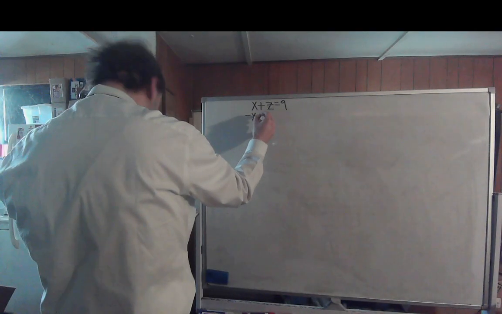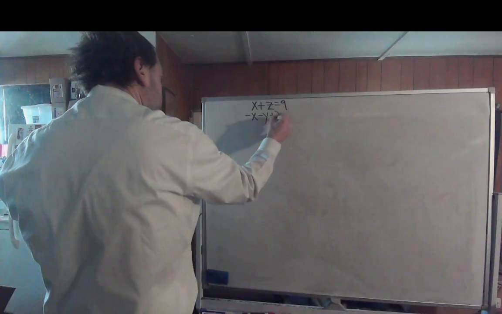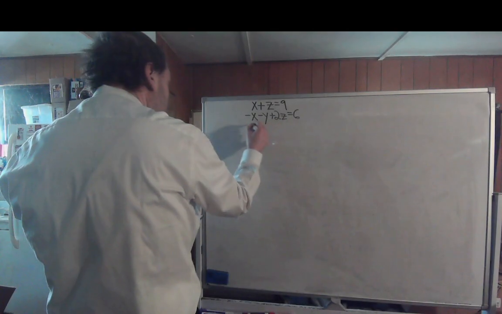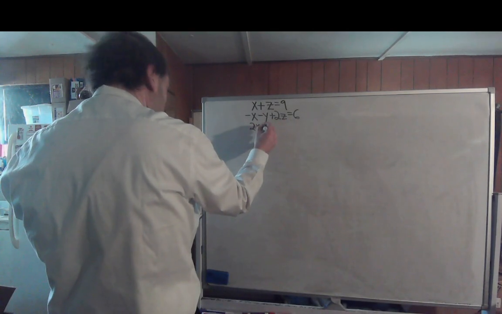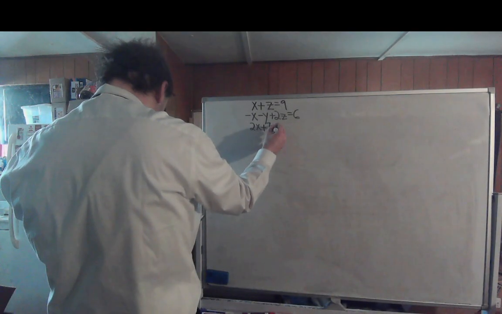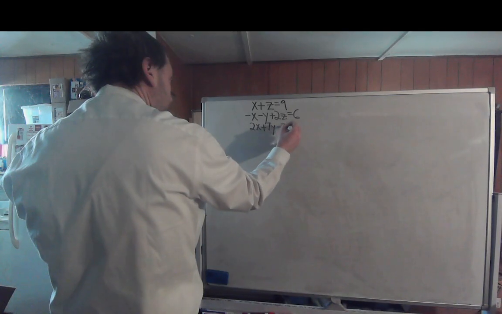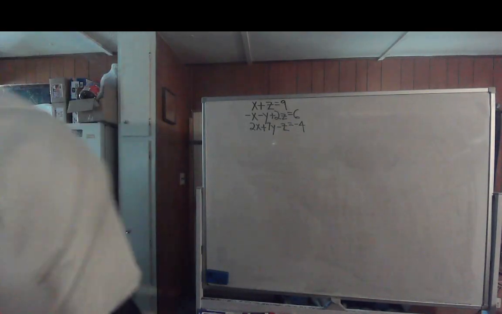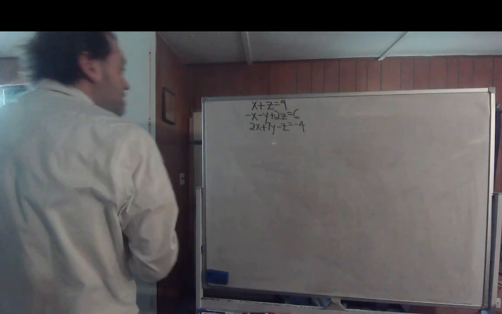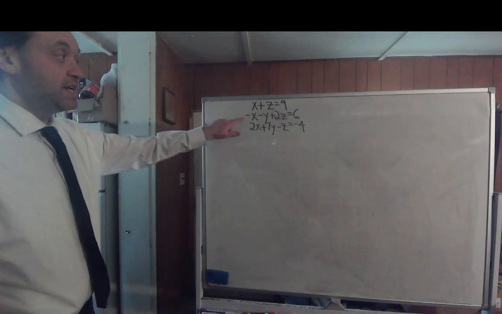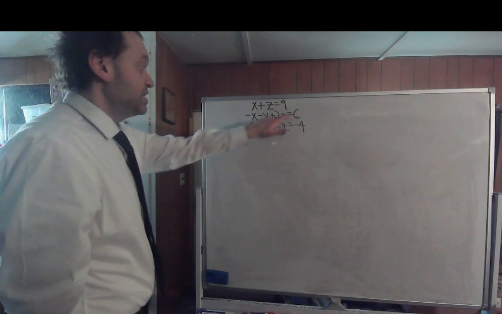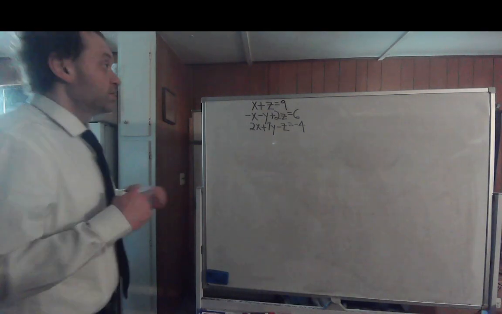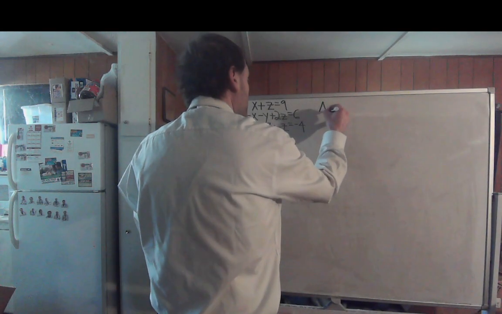Negative x minus y plus 2z equals 6. 2x plus 7y minus z equals negative 4. Alright, so there's the last system we're working with. So we have x plus z equals 9, negative x minus y plus 2z equals 6, 2x plus 7y minus z equals negative 4. Well, let's separate our three matrices here.